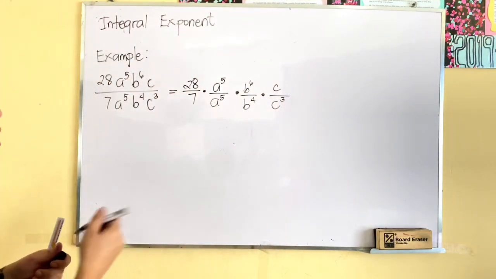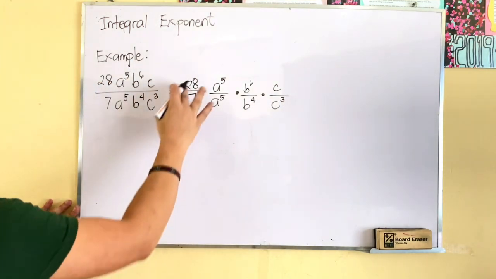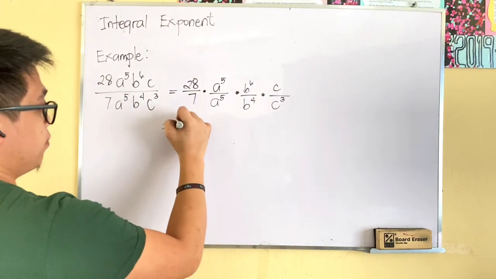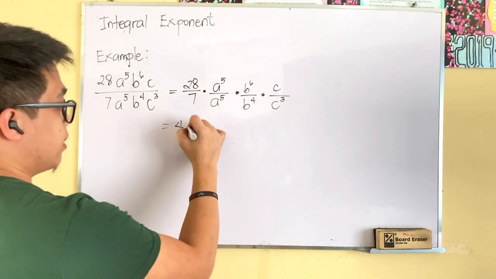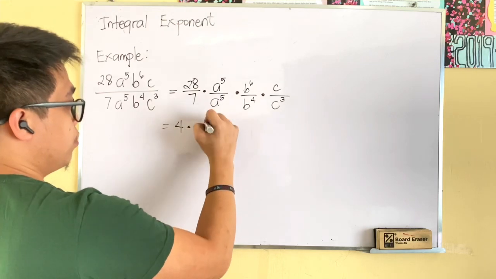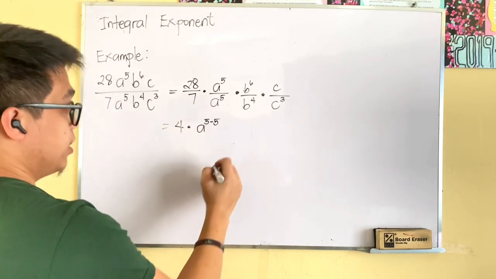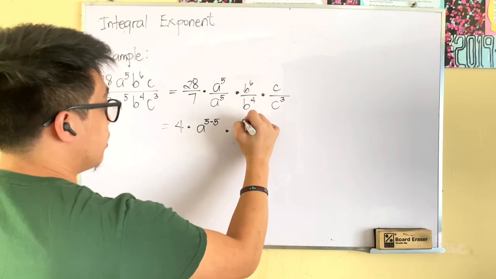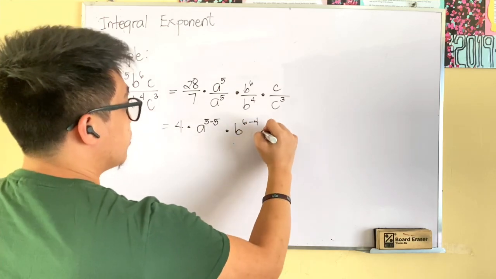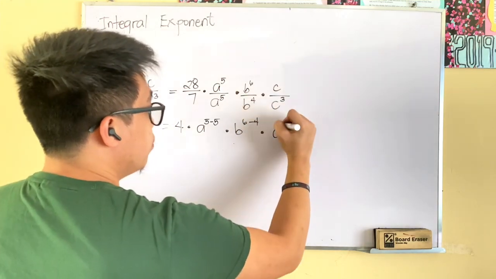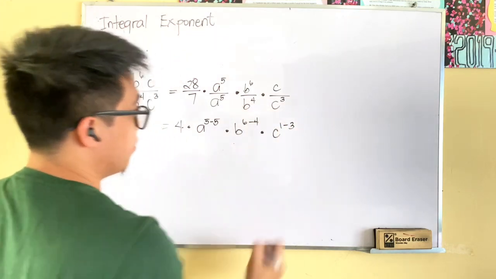So, let's simplify. 28 divided by 7 is 4. Then, times a raised to 5 minus 5, times b raised to 6 minus 4, times c raised to 1 minus 3.